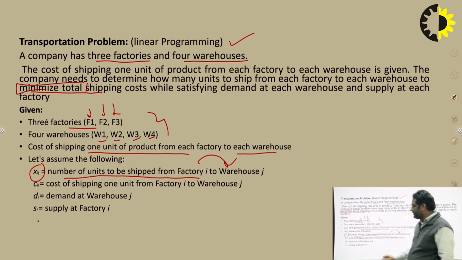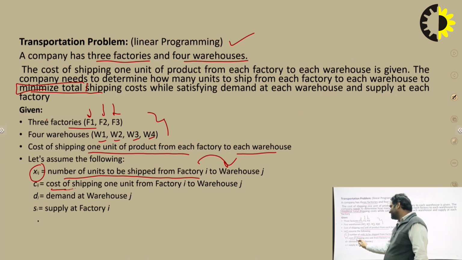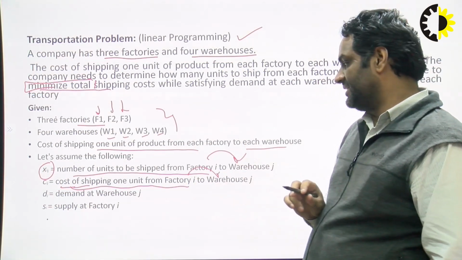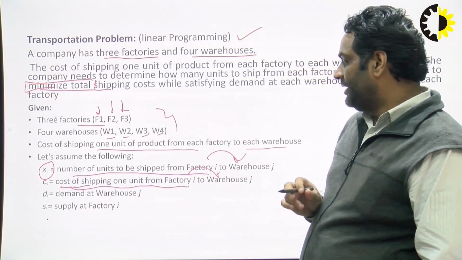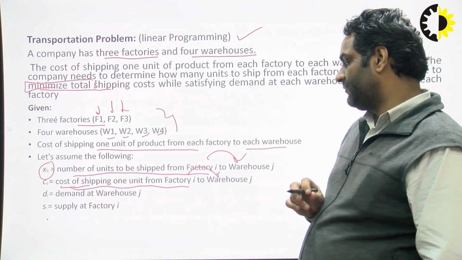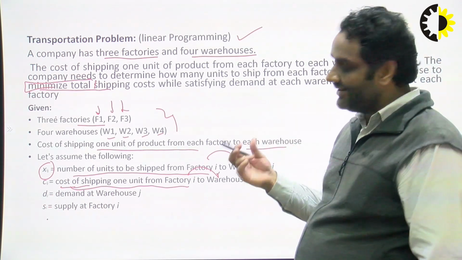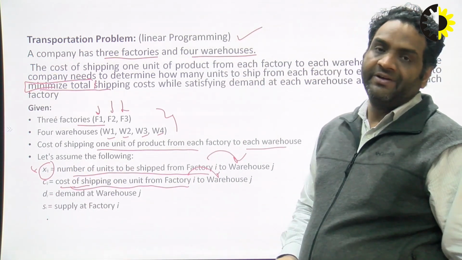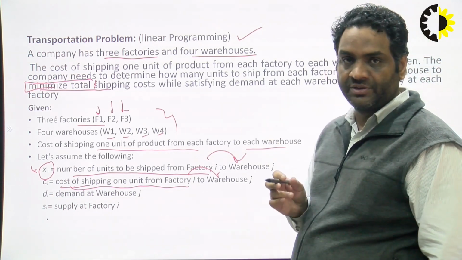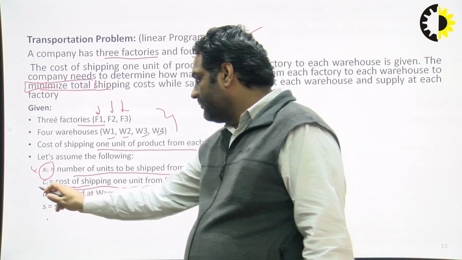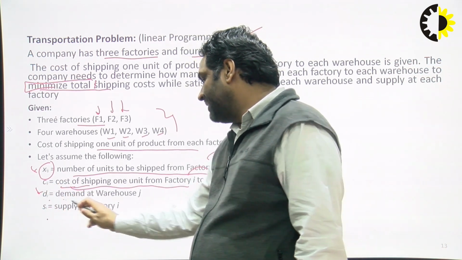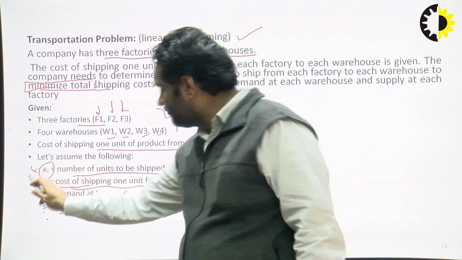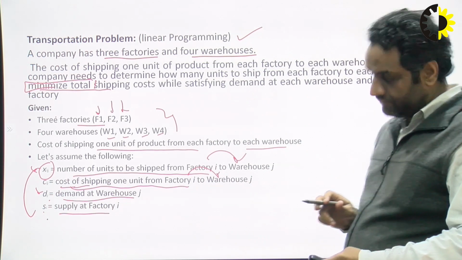Then we have Cij. This is cost. What is cost? Cost of shipping one unit from factory i to warehouse j. So X represents the number of units to be shipped from factory i to warehouse j, and C represents the related cost. And in the same way, we have 2 other terms: dj, demand of warehouse j, and si, supply at factory i. So these are our 4 terms that we need to find.